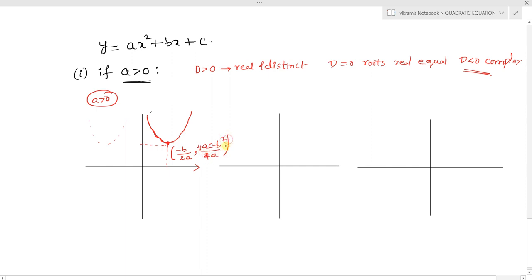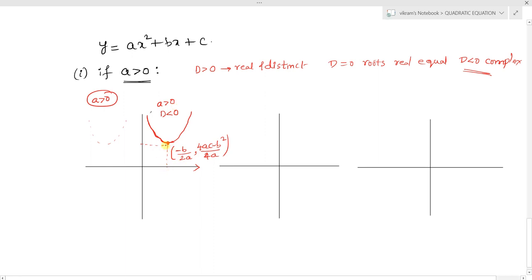Okay, 4ac minus b square by 4a, and this is the condition if a is greater than 0 and the discriminant is less than 0. Complex roots means that the parabola does not touch the real axis, it is above the real axis.